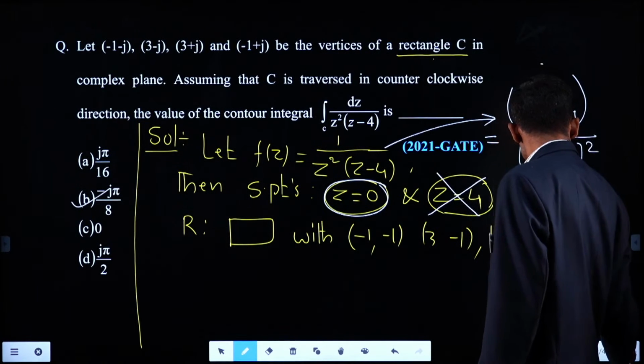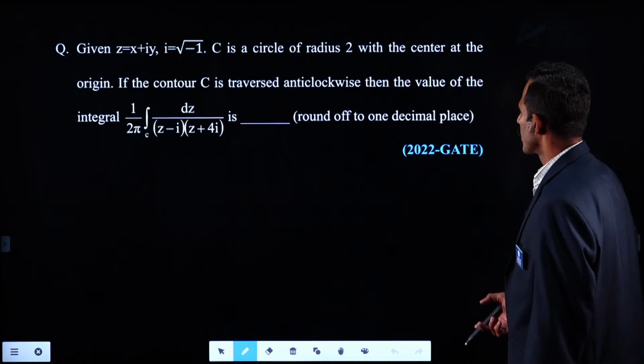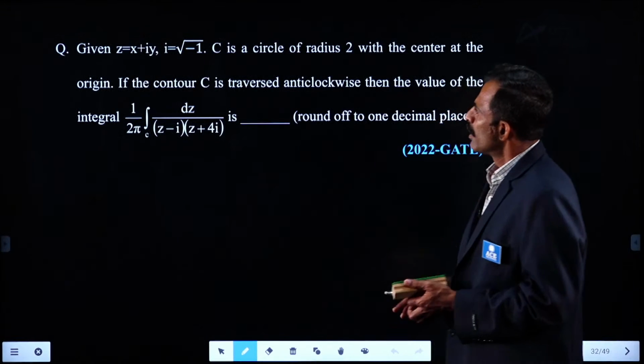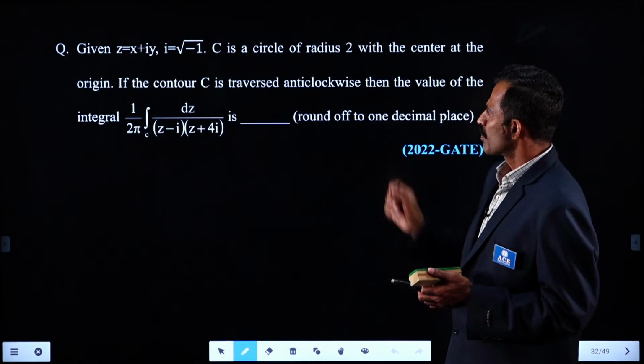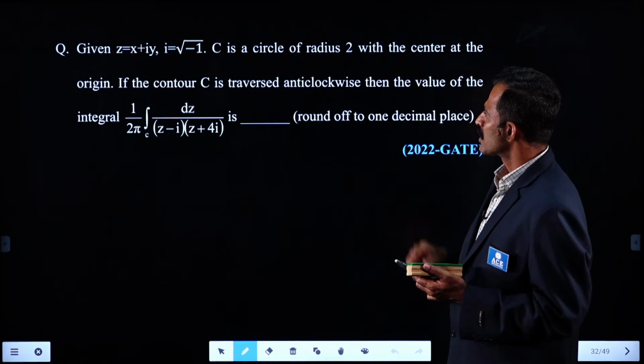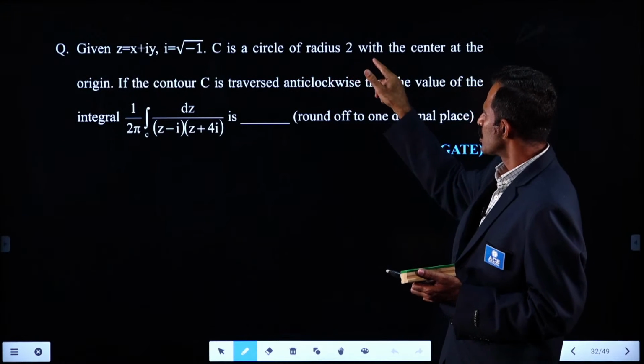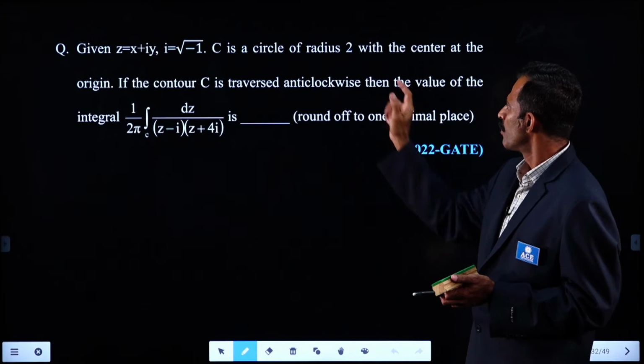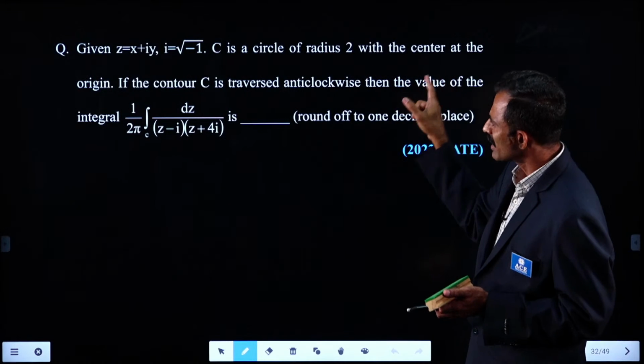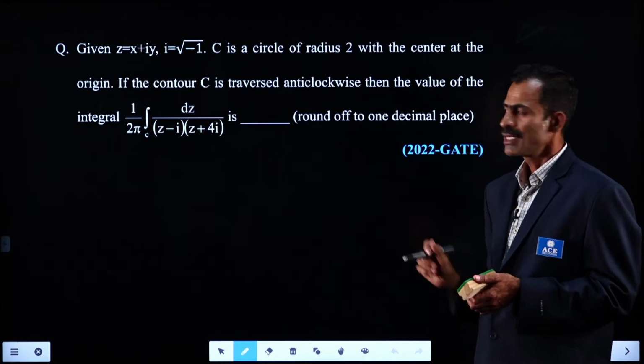So let us go to the next problem. Given z equal to x plus iy, i equal to root of minus 1, C is a circle of radius 2 with the center at the origin.